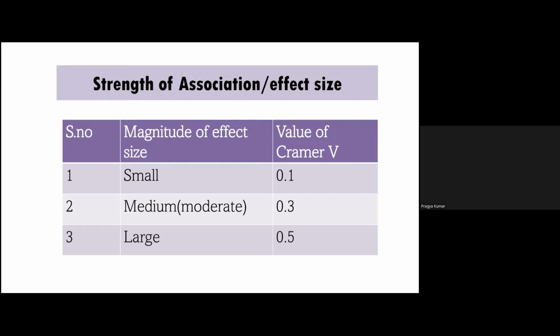So in the chi-square, the value of phi and Cramer's V: here you will say the value of Cramer's V, because phi is there only for a 2 by 2 table. Cramer's V can be used for 2 by 2, 2 by 3 and any r by c table. If the value of Cramer's V is 0.1, we call it a small effect size. If it is 0.3, we call it medium. And if it is 0.5, we call it large.